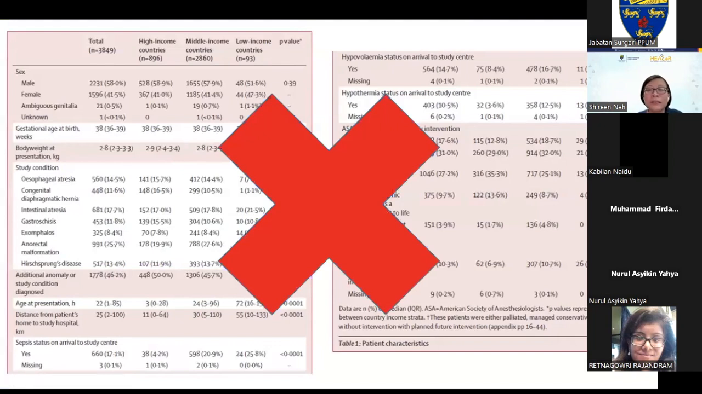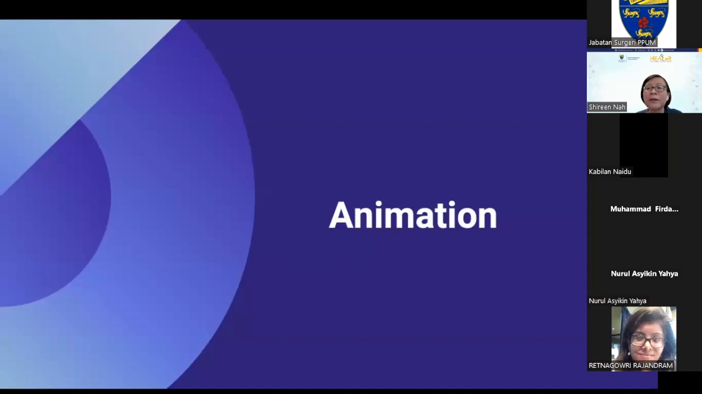If you have to start off a slide saying, I'm so sorry for this crowded slide, don't even bother with the slide. Remove it. Right. Animation. Now, animation is a double-edged sword. You can really irritate your audience when you use it indiscriminately.